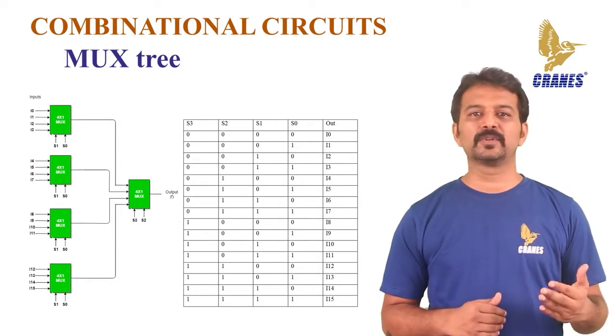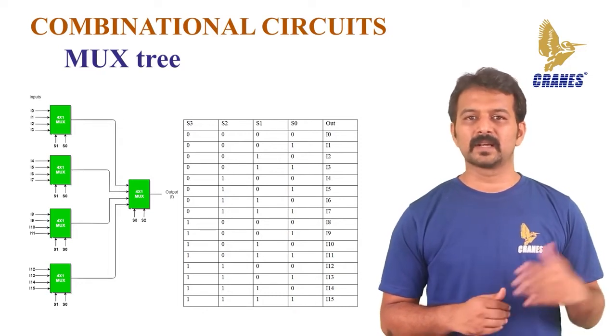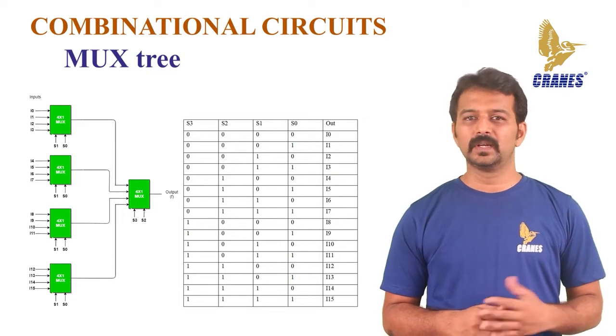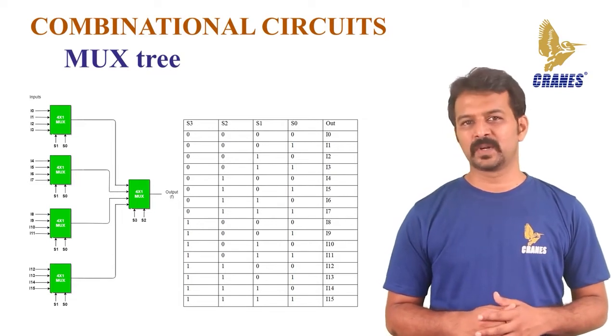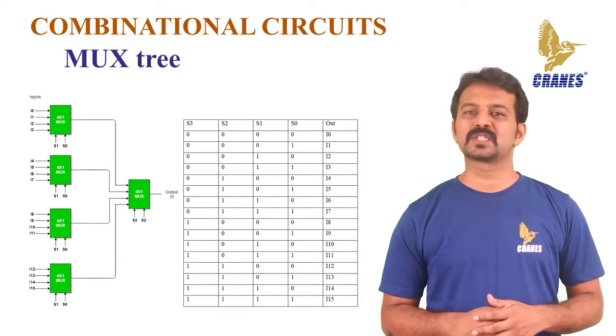Next case, when both S2 and S3 are 1, the output of the second stage comes from the fourth input depending on the values at S0 and S1. Let's see what are the outputs with respect to the select lines S0 and S1.